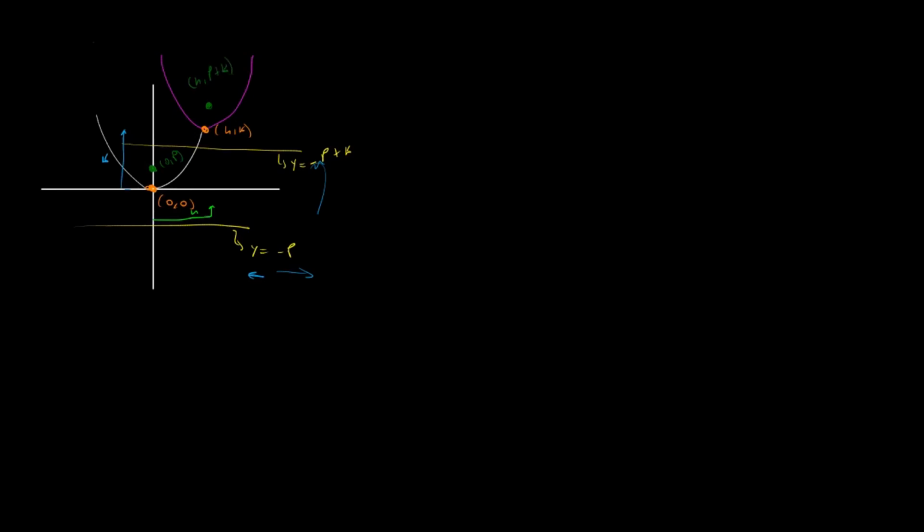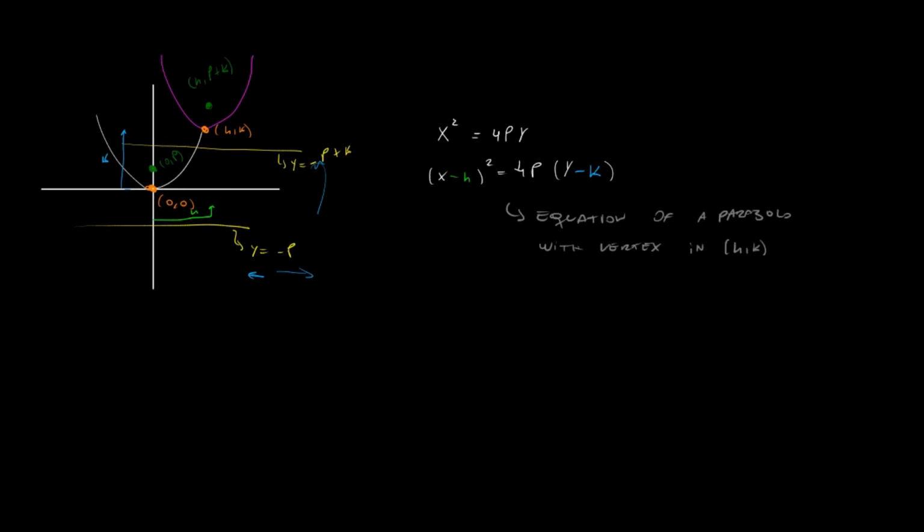And as we did before, the white parabola had formula x squared equals 4py. But for the new one, we had to remove h units from x and remove k units from y. And like this, we get the equation of a parabola with vertex in (h, k). Let's do an example.